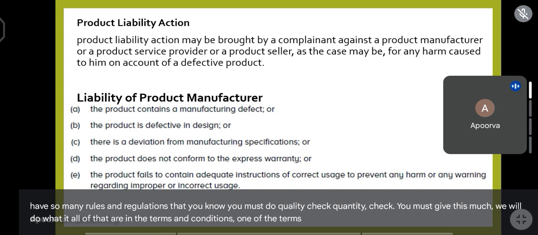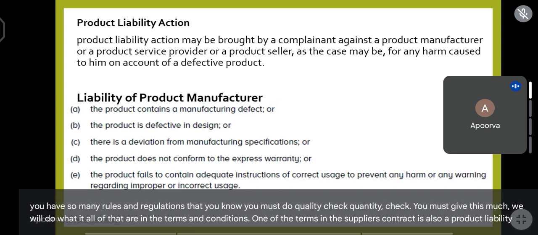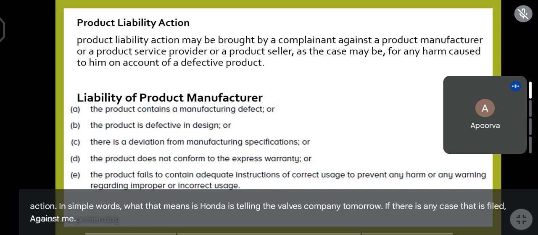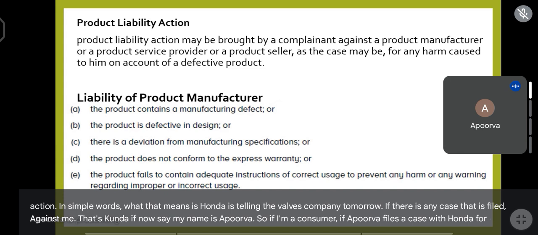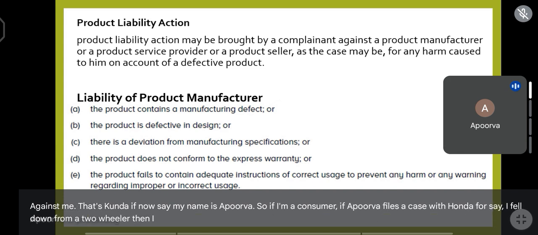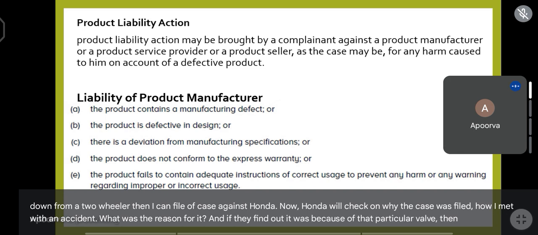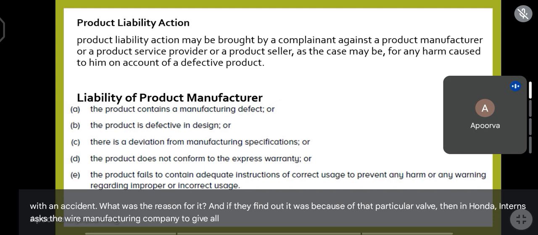One of the terms in a supplier's contract is also a product liability action. In simple words, Honda is telling the valve company that tomorrow, if any case is filed against me, that's Honda, then, say my name is Apurva, if I'm a consumer and I file a case with Honda because I fell down from a two-wheeler, Honda will check why the case was filed, how I met with an accident, and what the reason was. If they find out it was because of that particular valve, then Honda in turn asks the valve manufacturing company to give all the compensation to the consumer.